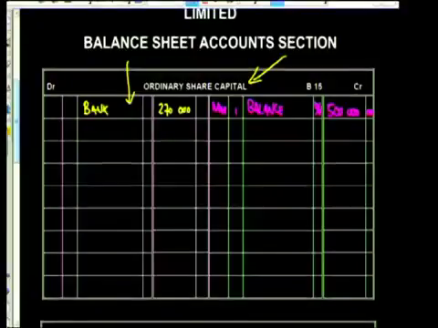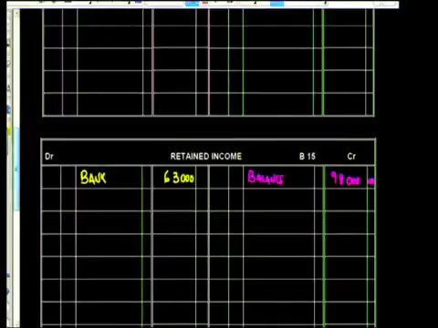So critical, average price into the ordinary share capital account, average price. Price above the average price into my retained income account. Don't ever forget that. Make sure you remember it.